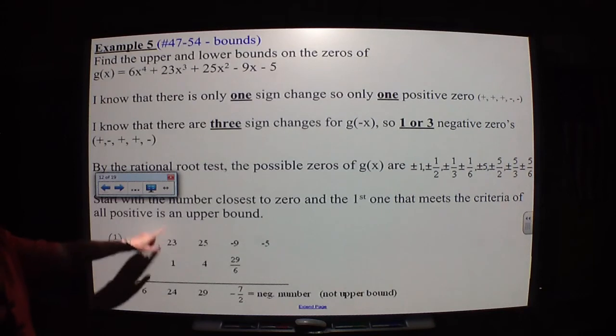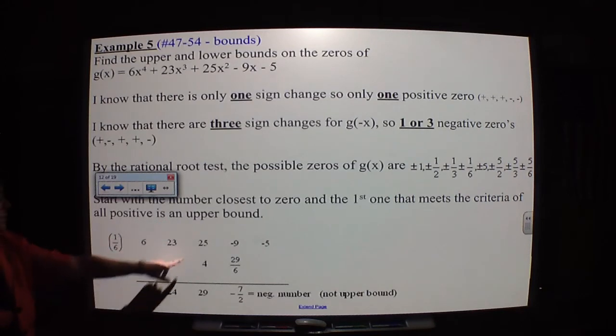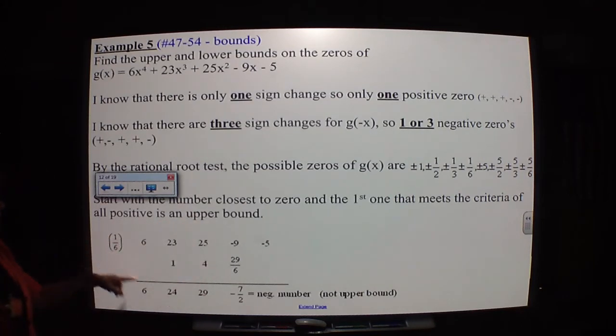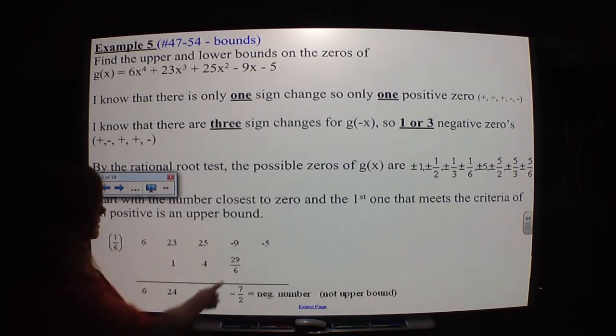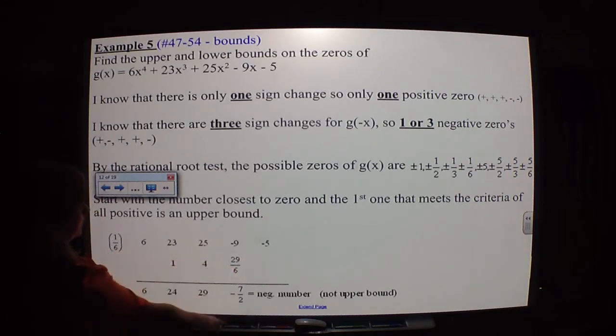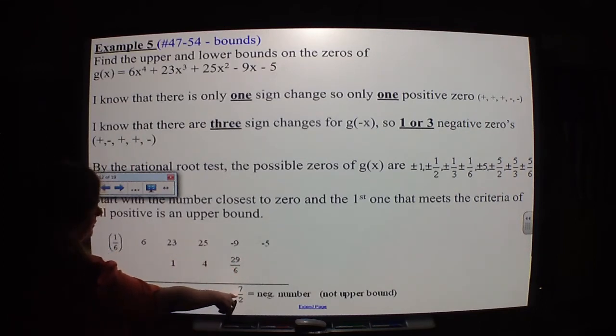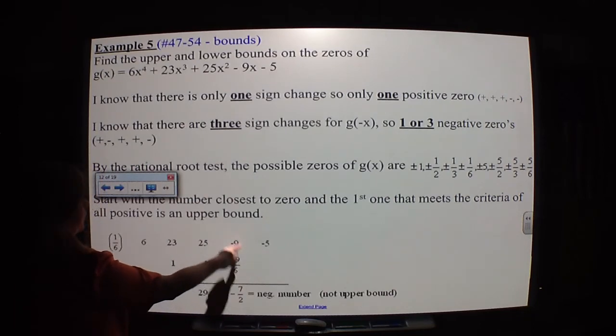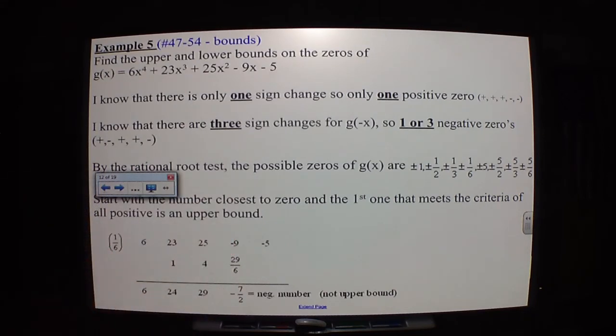6 times 1, 6, 1, add, multiply by 4, add, multiply. And I hope you can see that this right here is 4 point something. You don't even need to figure out what that is. Positive 4 point something plus a negative 9, I hope you know that gives you a negative number. So you don't even need to calculate this negative 7 halves. You just need to know it's a negative number. It doesn't follow the rule that it's all positive, so that's not an upper bound.